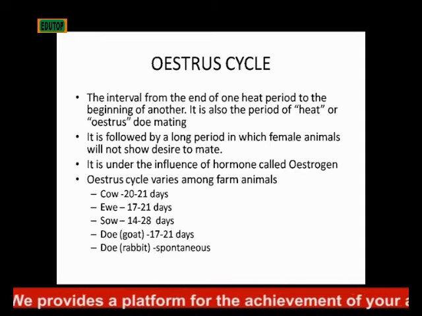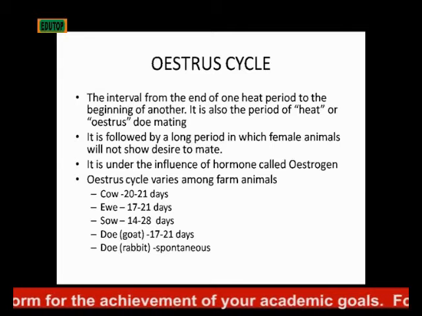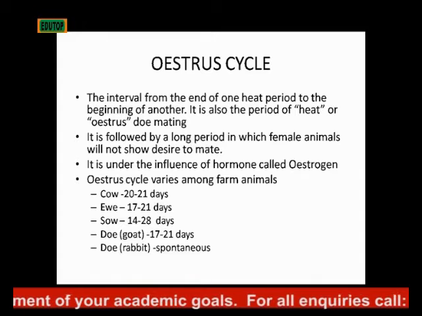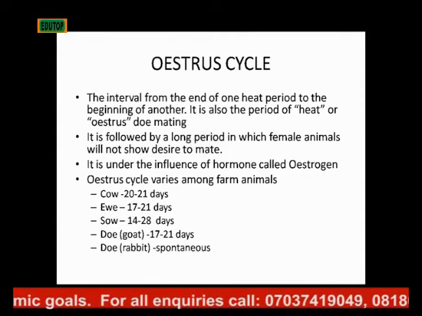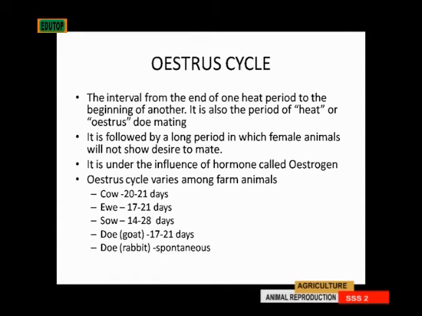In cow, it is between 20 to 21 days. In ewe, it is 17 to 21 days. In sow, it is 14 to 28 days. In doe, that's for goats now, it is between 17 to 21 days. But in doe of rabbits, that's the female of rabbits, it is spontaneous.